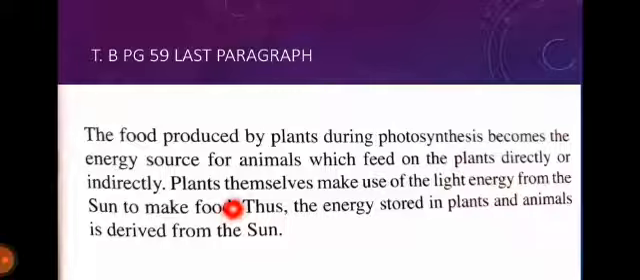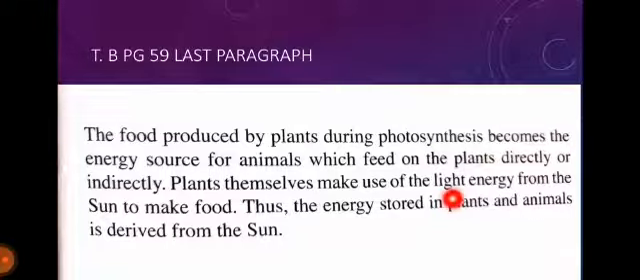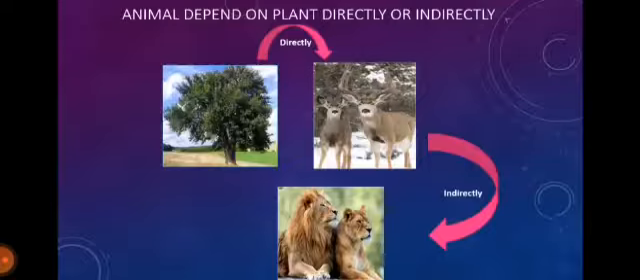Plants themselves make use of light energy from the sun to make food. Now here is an important point, that plant takes the energy from the sun, and when the animals take the food from the plant, this sun energy that was stored in the plant goes into the animal's body. So the energy stored in the plant and the animals is basically derived from the sun. So sun is the basic source of energy.